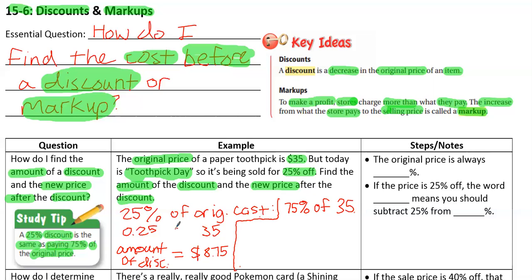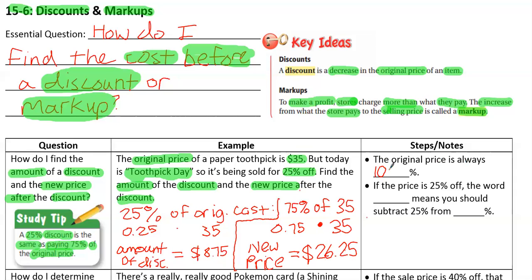And just like finding the amount of discount, we're going to take that percentage and turn it into a decimal by dividing by 100. Of is multiplication. And then I get out my trusty calculator and I multiply 0.75 by 35, and I should get the new price. The new price is going to be equal to $26.25. Just to remind you, since we knew the amount of discount was $8.75, had we subtracted that from 35, we would have also gotten $26.25.